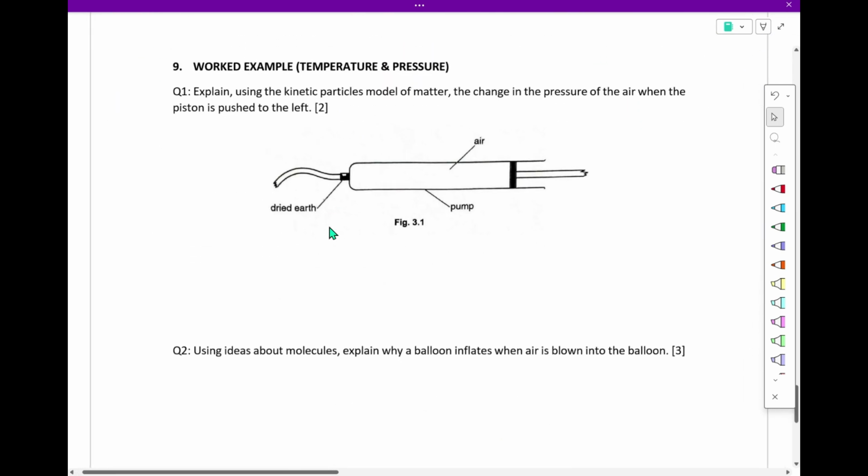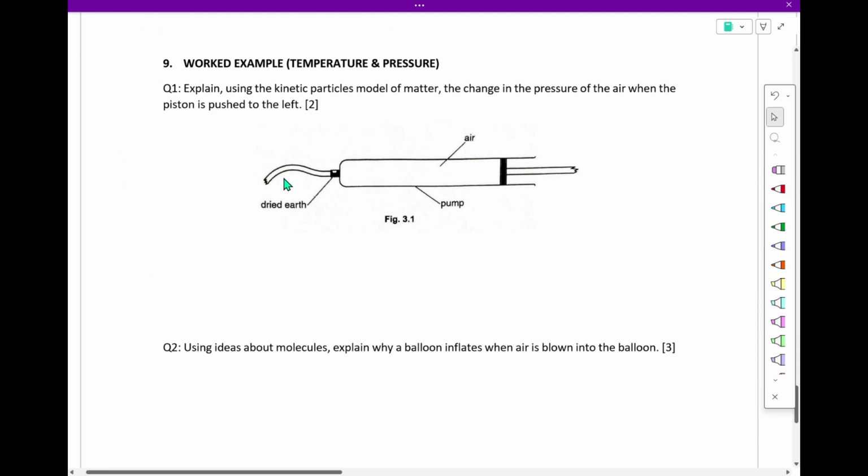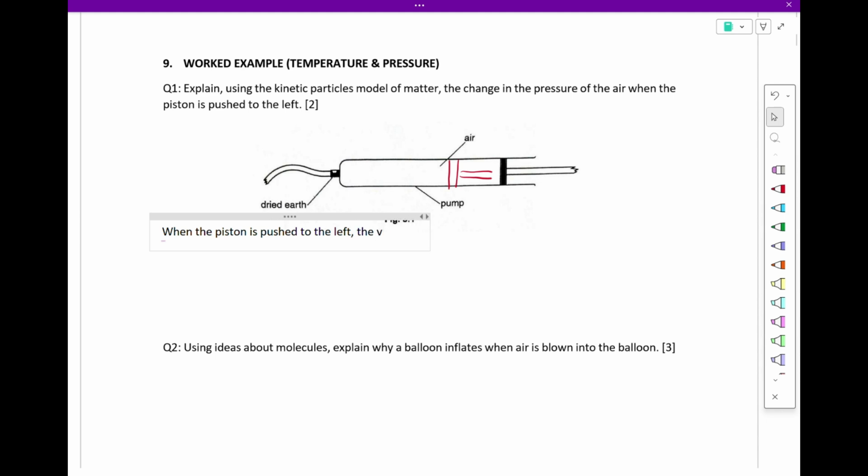Okay. Now, if you look over here, there are two questions. Question number one, this is SILK. Change in pressure when the piston is pushed to the left. When your piston is moved inwards, what happens? The volume decreases, right? So when the piston is pushed to the left, the volume of air decreases.